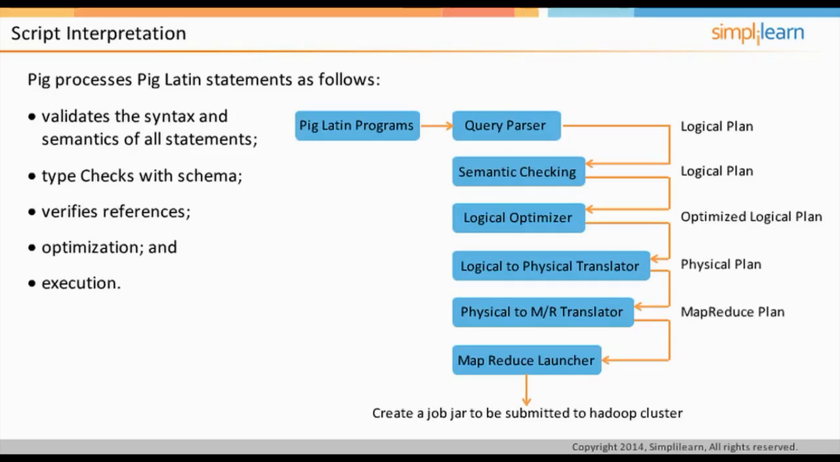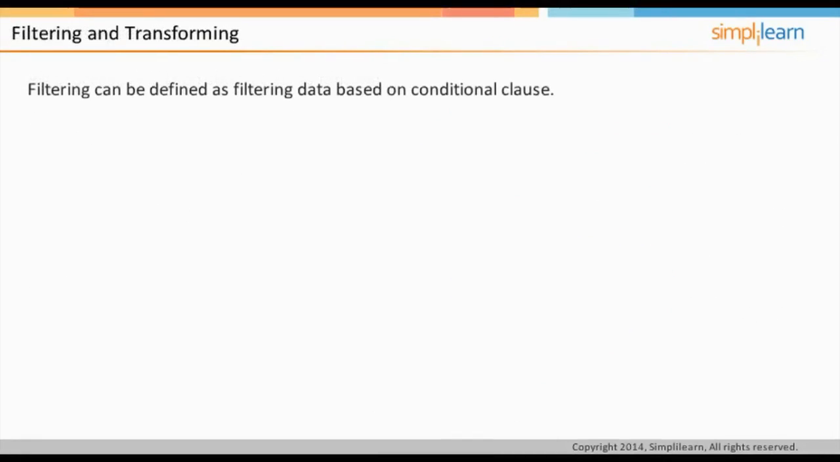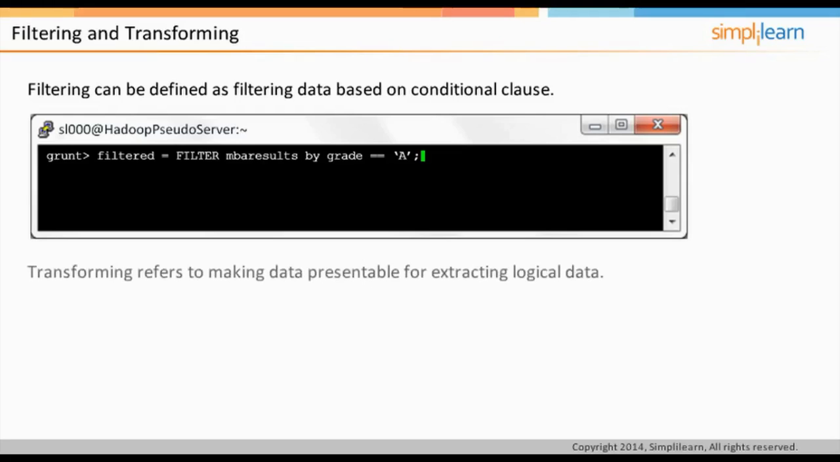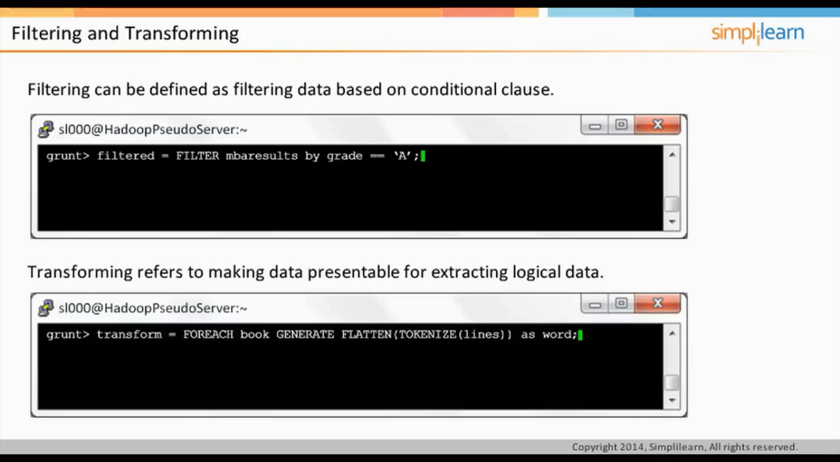In the next screen, we will learn about filtering and transforming. Filtering can be defined as filtering of data based on a conditional clause. An example for filtering is shown in the image where the results are filtered based on grade. Transforming refers to making data presentable for extracting logical data. An example for the same is shown in the image in which a book is transformed into a number of words. In the next screen, we will learn about grouping and sorting.